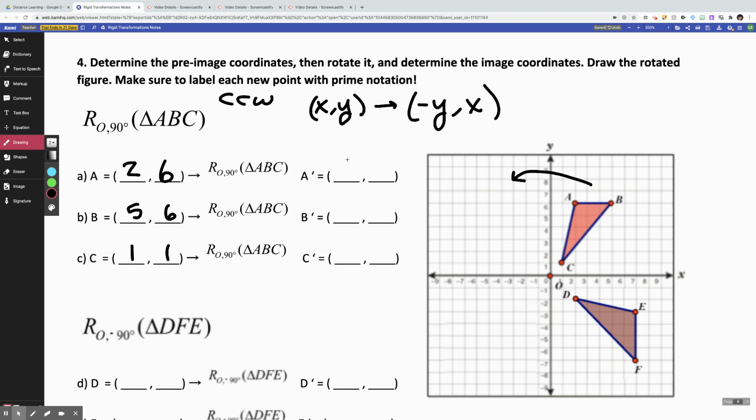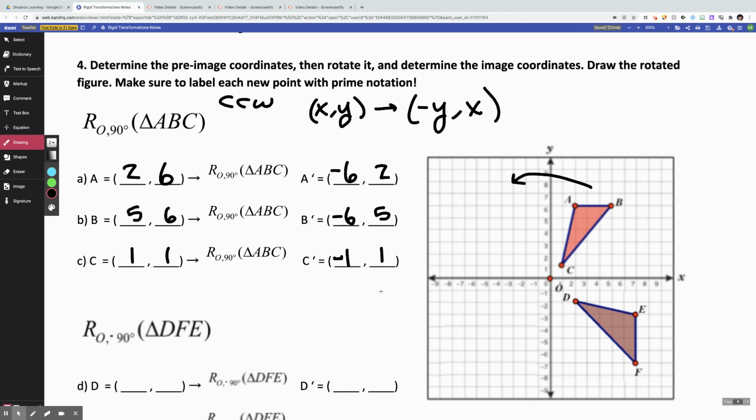Okay, so I'm going to apply this rule to these three coordinate points. So I'm going to switch my X and my Y, so 6 and 2, and then I'm going to change the sign of my new X value, my first coordinate here. So this is negative 6, 2. Right, then I'm going to do the same thing for point B, switch and change the sign of the first value. Okay, and then same thing for C, switch. I know it doesn't look like they're switched, but they are. And then change the sign of that first value.